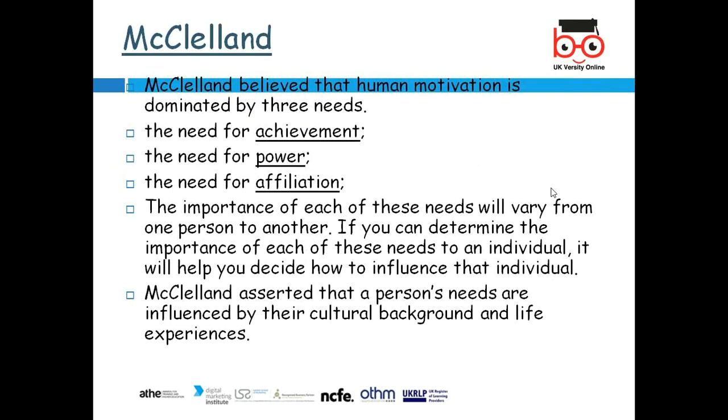Then next is McClelland. He believes that human motivation is dominated by three things: power, affiliation, and achievement. So, what do you think about achievement?